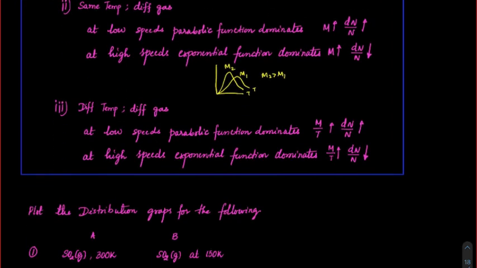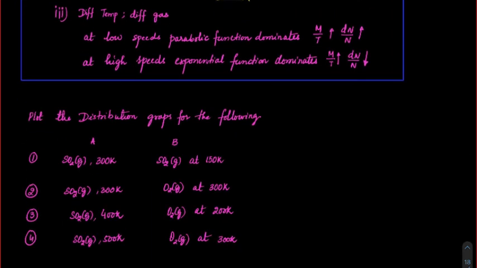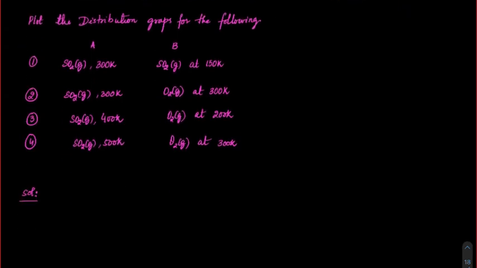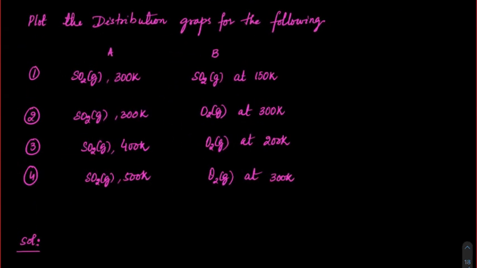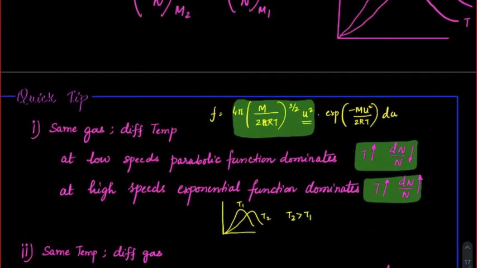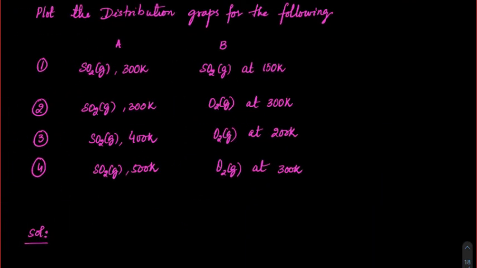Third case: different temperature, different gas. Always check the m by t ratio. At low temperature, check the m by t ratio. If the m by t ratio increases, the dn by n value will increase. If the m by t ratio decreases, then the fraction of particles will increase. This was given in a 2001 JEE question, where we had to plot the graphs. Same question, based simply on this conclusion. As long as you can remember this tip, it will become very easy to plot.